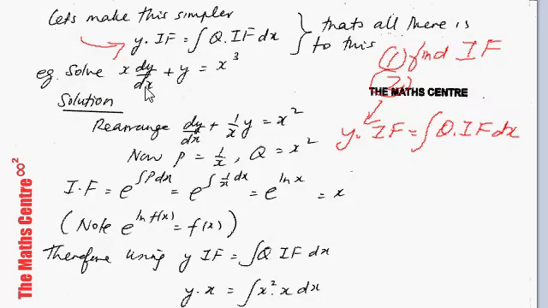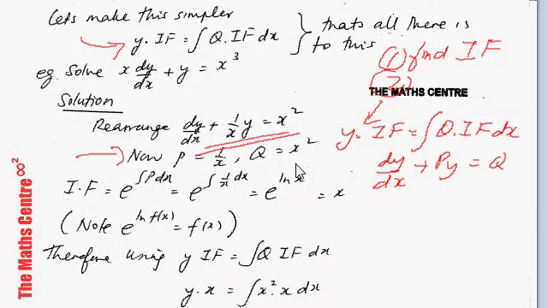So let's look at another example. x dy/dx plus y equals x cubed. We are asked to solve x dy/dx plus y equals x cubed. So let's rearrange the differential equation. Divide throughout by x, and you will get dy/dx plus 1 over x times y equals x squared, so that we have it in the form dy/dx plus py equals q. Remember we have dy/dx plus py equals q. Now this looks good. So we know that p is 1 over x and q is x squared.